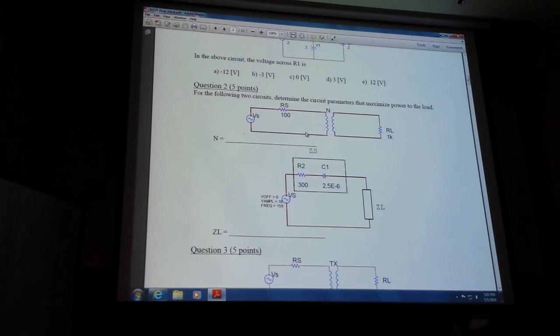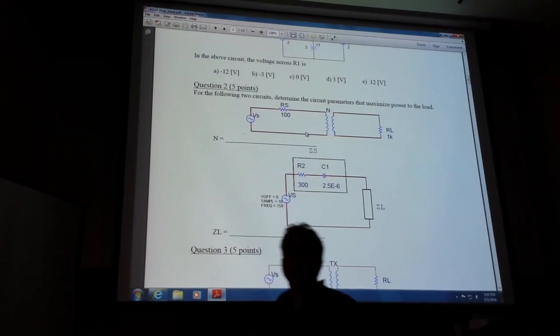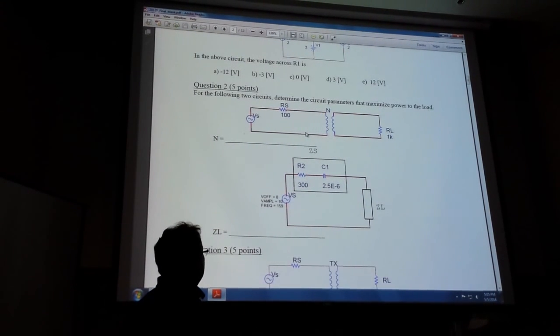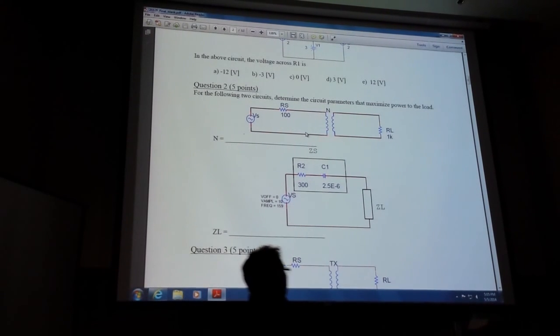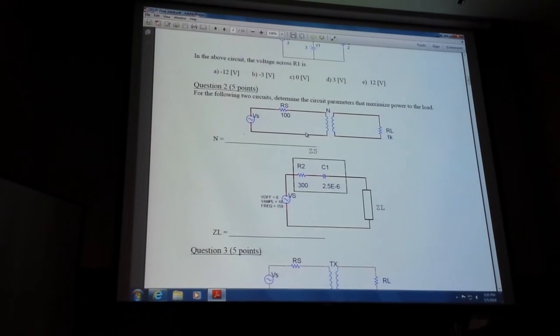Trying to maximize power. How do we maximize power? What must be true in a system, an AC system, for power to be maximized to the load? In that case, RS equals RL, or effective RS equals RL. So what does N have to be in this case? Square root of 10. Does everybody agree with that? Anybody not sure where that came from? There was a mumbling response there. Is anybody not sure?